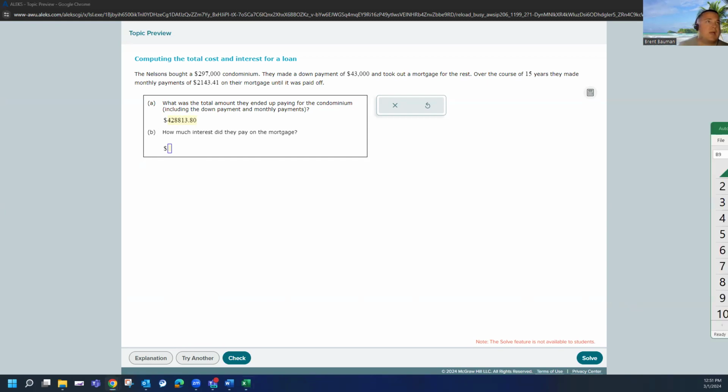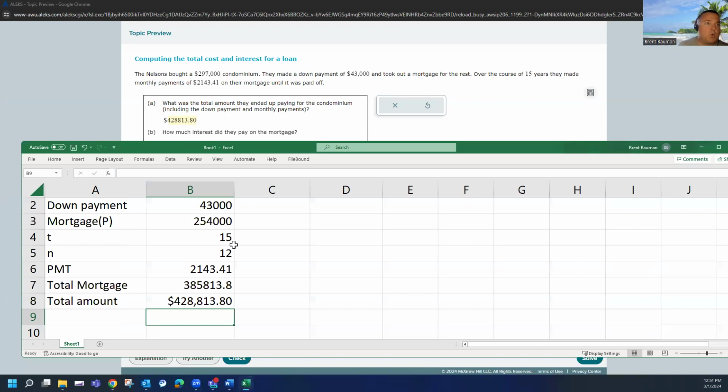Okay. So now we want to figure out how much interest did we pay on the mortgage. So now we're just interested in the mortgage portion of it. We know how much we paid in the mortgage, and we know how much we initially took out. So our interest is the total amount paid for the mortgage, not the total amount for the entire purchase. This is just the interest on the mortgage. So we're taking the total amount paid to the mortgage minus the mortgage amount, the original principal. So that's going to give us just the interest portion that we paid.